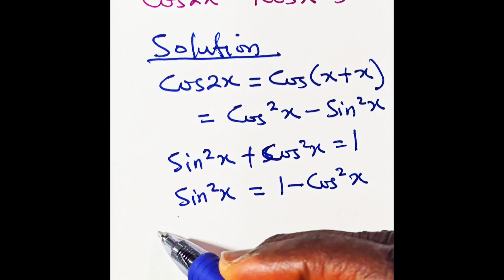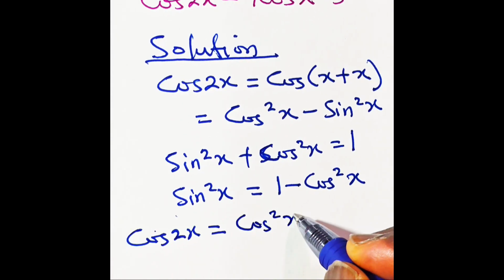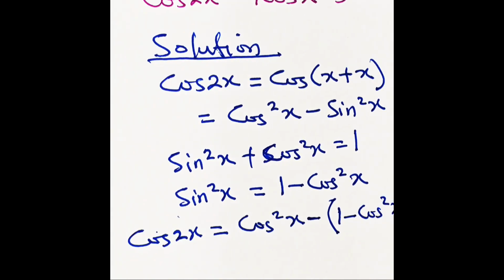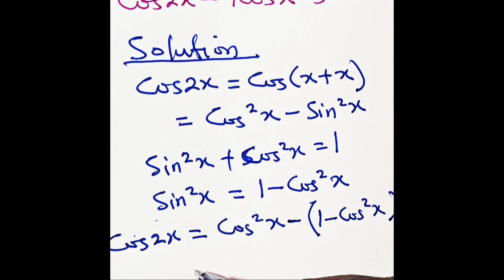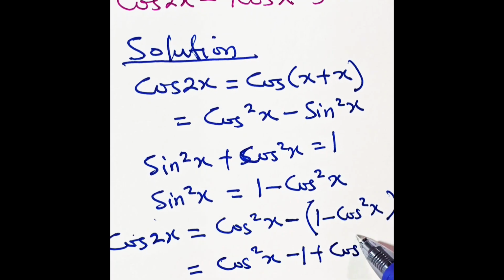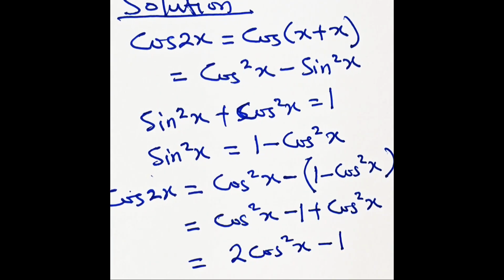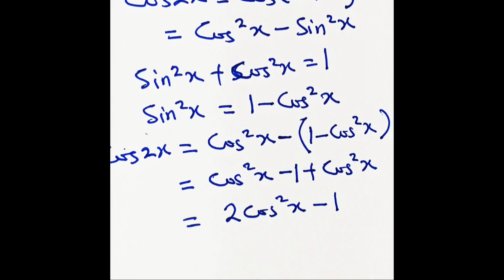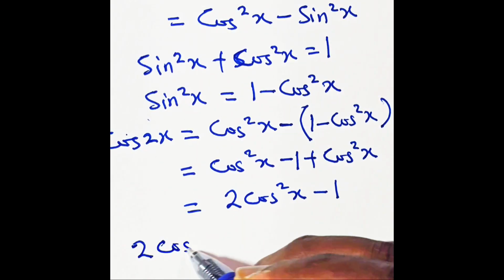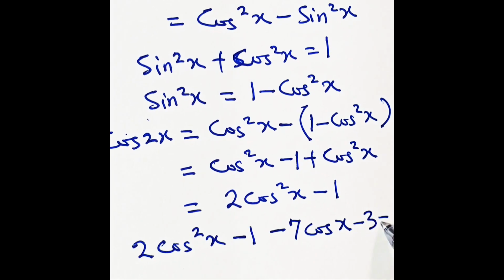Like this, cos 2x becomes cos squared x minus, in bracket, 1 minus cos squared x. So if we do that, we're going to have cos squared x minus 1 plus cos squared x. And this will give us 2 cos squared x minus 1. That is cos 2x. So if you put this expansion into the question, we're going to have 2 cos squared x minus 1 minus 7 cos x minus 3 equal to 0.